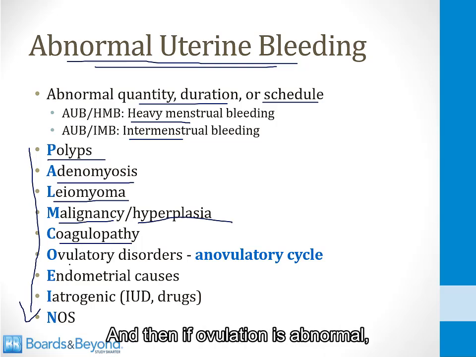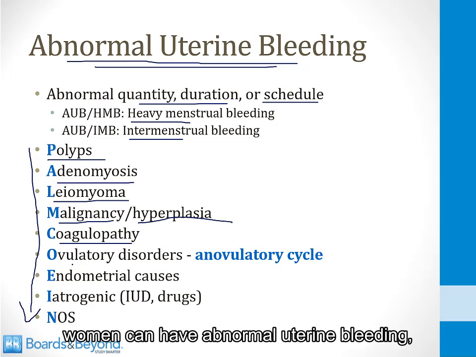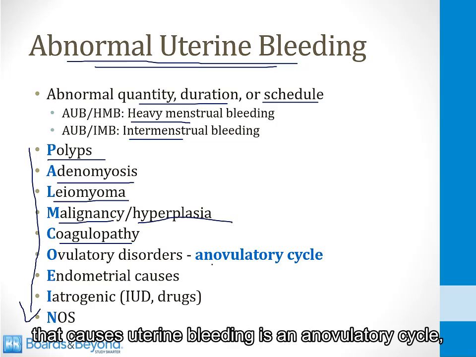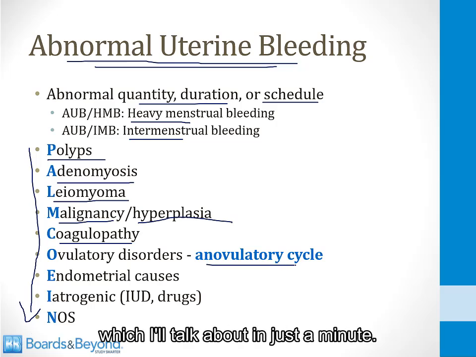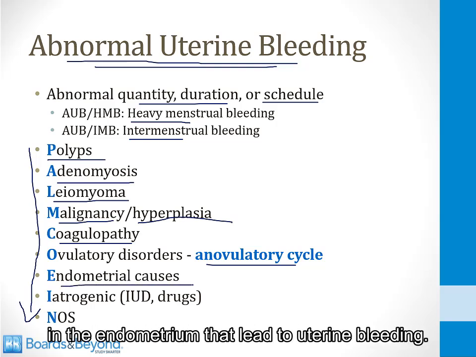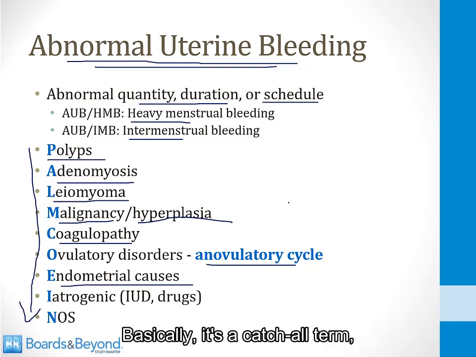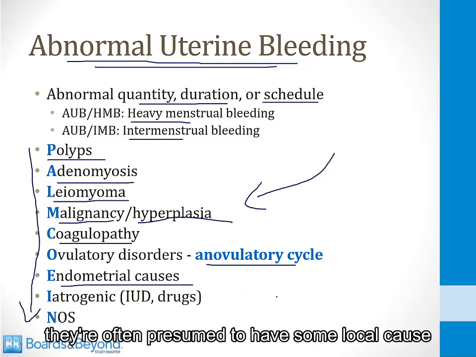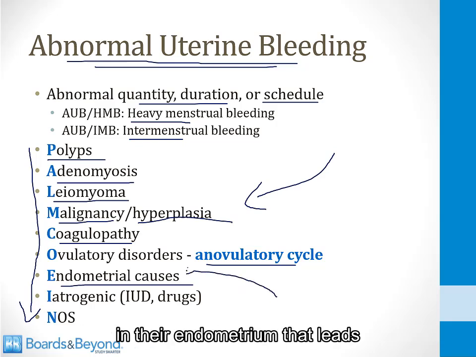And then if ovulation is abnormal, women can have abnormal uterine bleeding. And a classic ovulatory disorder that causes uterine bleeding is an anovulatory cycle, which I'll talk about in just a minute. Endometrial causes refers to local problems in the endometrium that lead to uterine bleeding. Basically, it's a catch-all term. If women have none of the other causes on this slide, they are often presumed to have some local cause in their endometrium that leads to abnormal uterine bleeding.